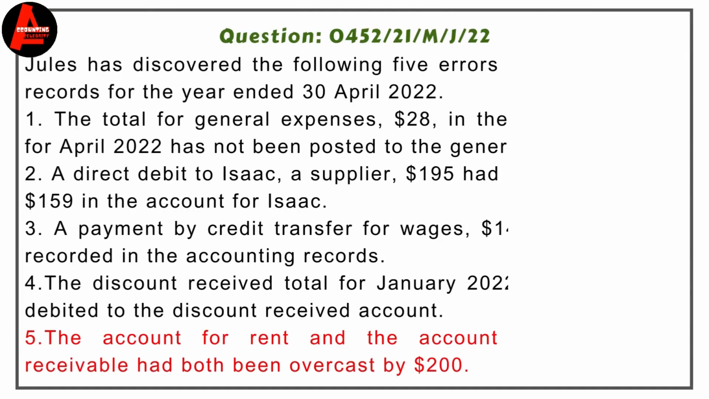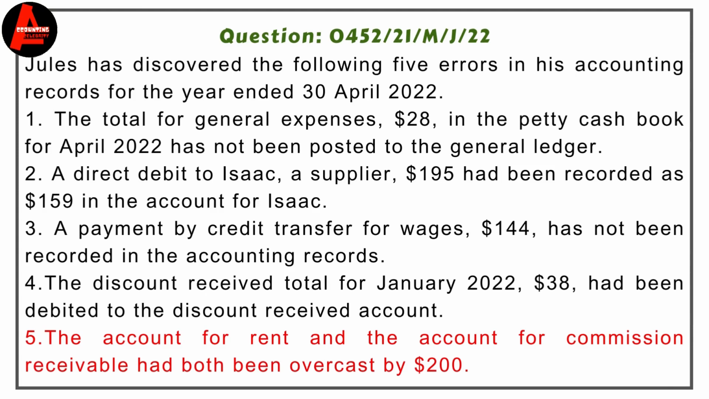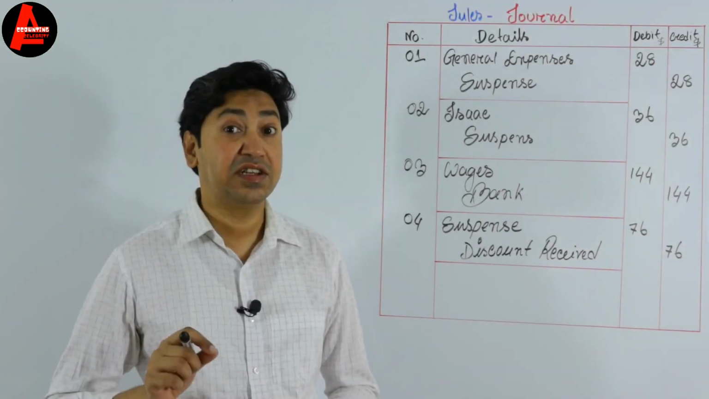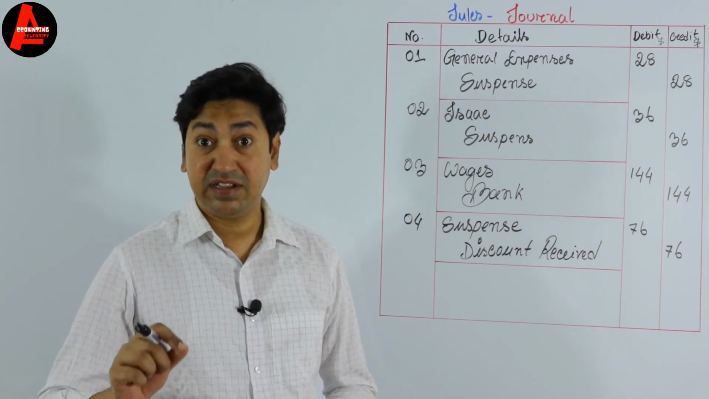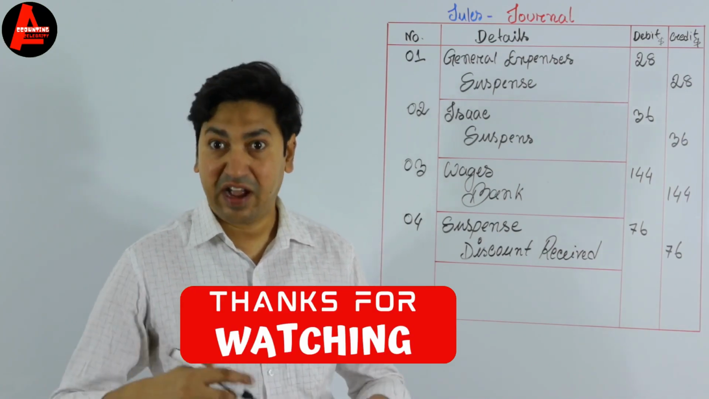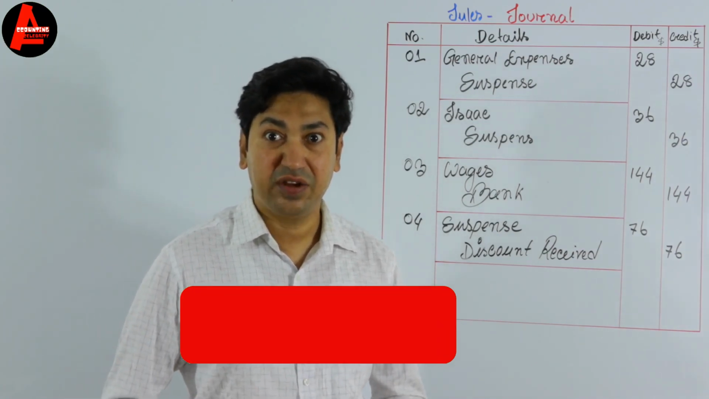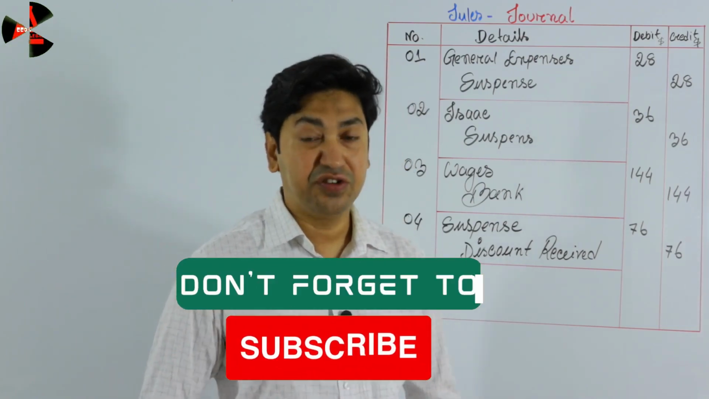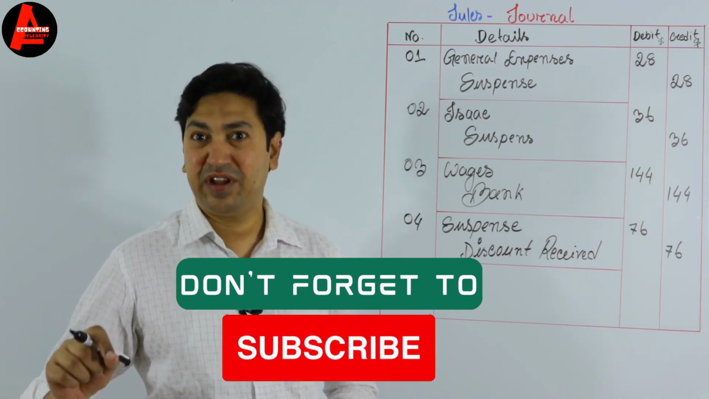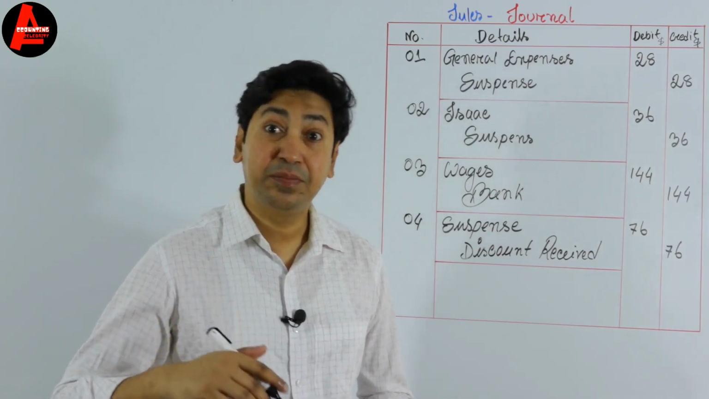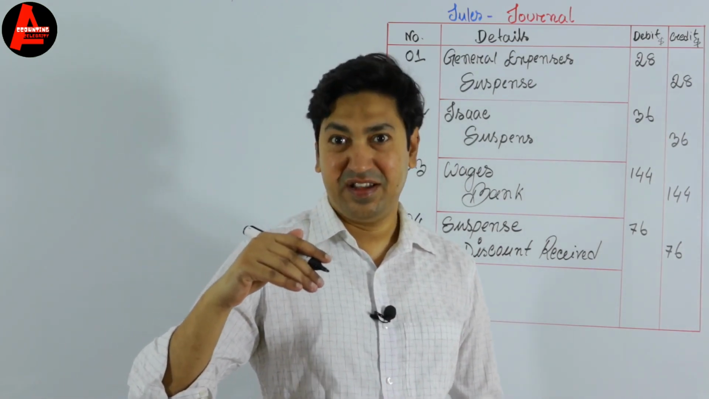Our last one is number 5. What is written? The account for rent and the account for commission receivable had both been overcast by $200. So account for rent, what type of account is this? This is an expense account. Already expense is a debit account. So here the rent account will be debited to rectify this mistake, right? And commission receivable is an income account. So an income account is a normal credit account. These both have been overcast by mistake.